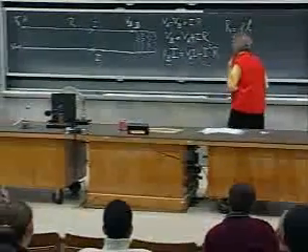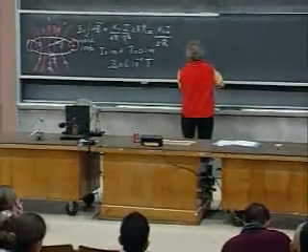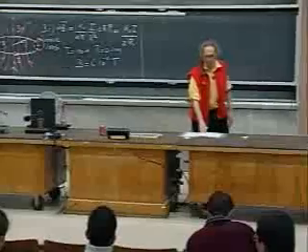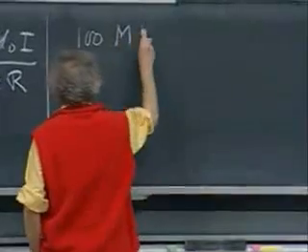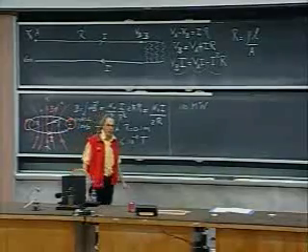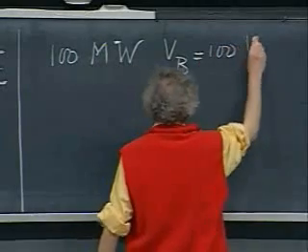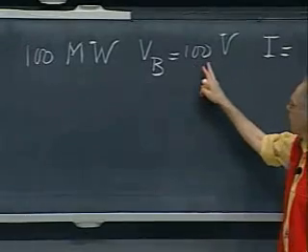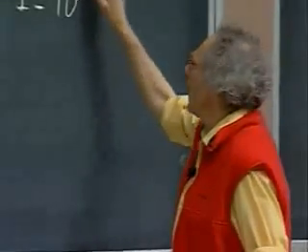Let's now look at the current. What can we do with the current? Suppose we consume 100 megawatts, not an unreasonable number. And just for the sake of the argument, suppose at B the potential is 100 volts. So V of B is 100 volts. What now is the current? Well, current times potential gives me power. And so my current is now 1,000,000 amperes.